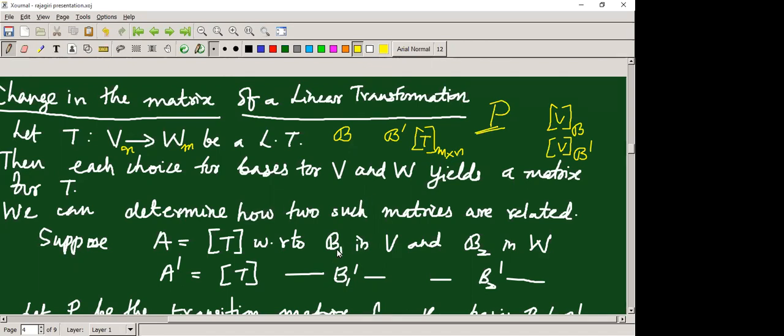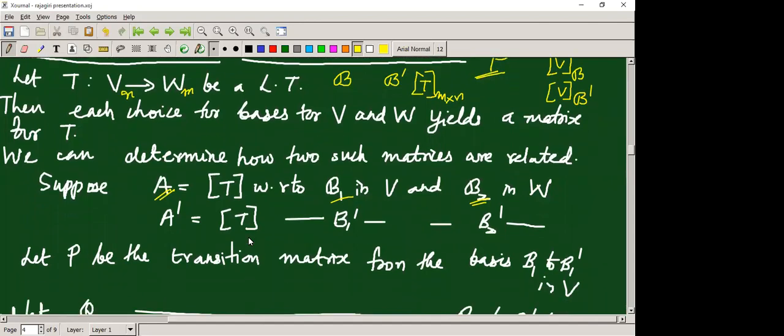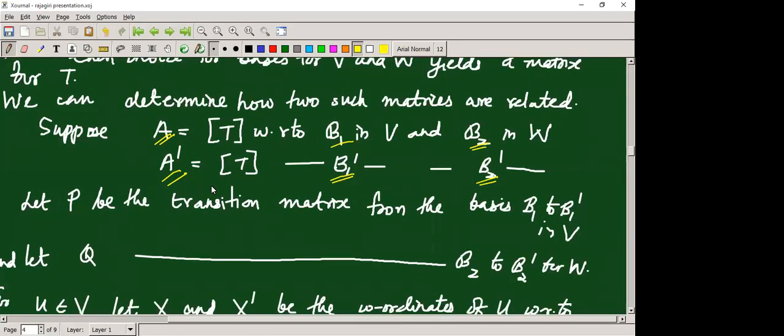Here I am denoting this as B1. You take a basis B1 for V and a basis B2 for W. You will get a matrix A for T, the matrix of T with respect to B1 and B2. You take another basis for V, let it be B1 dash, and another basis for W, let it be B2 dash. So you will get another matrix A dash. Naturally these two should be related, because they represent matrices of the same linear transformation. So how can we relate these two matrices? That is an important concept leading to diagonalization.